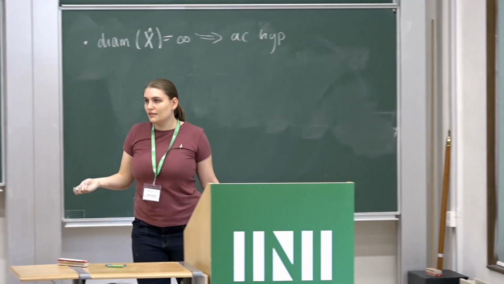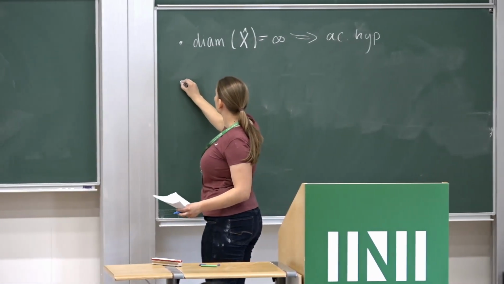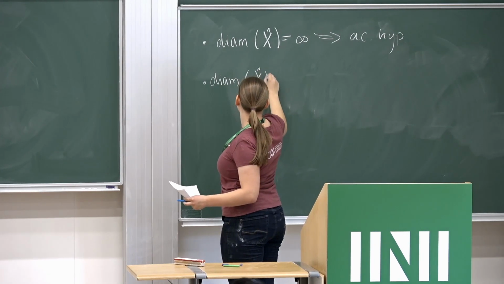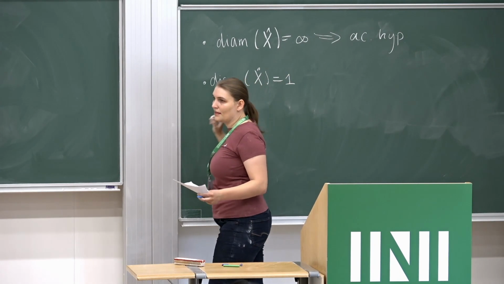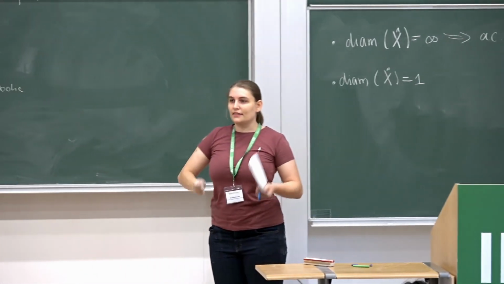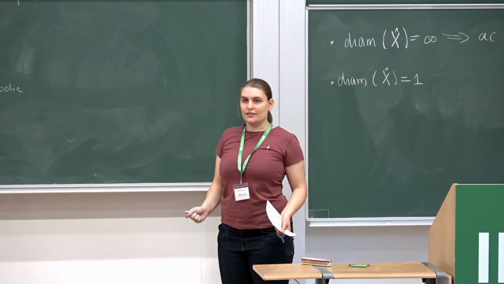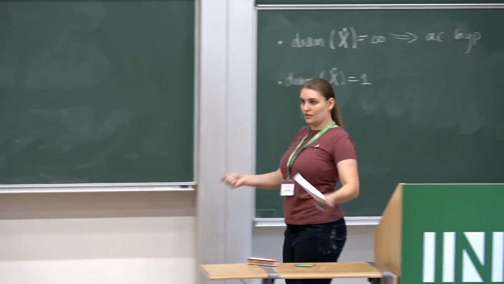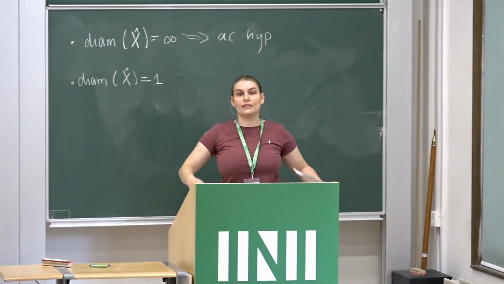On the other hand, if the diameter of the contraction space is 1, then this means that none of our geodesic segments were thin. Because otherwise there would have been a geodesic segment we didn't cone up.